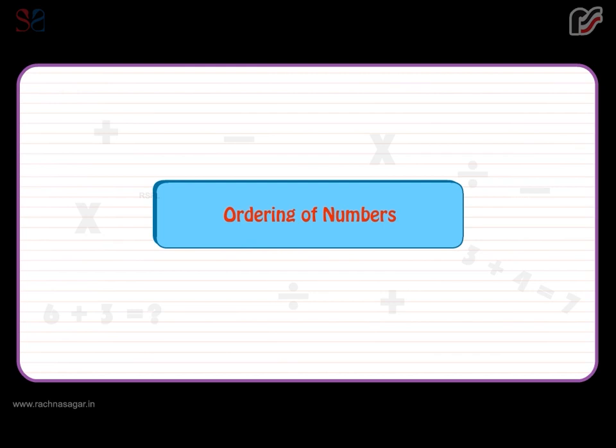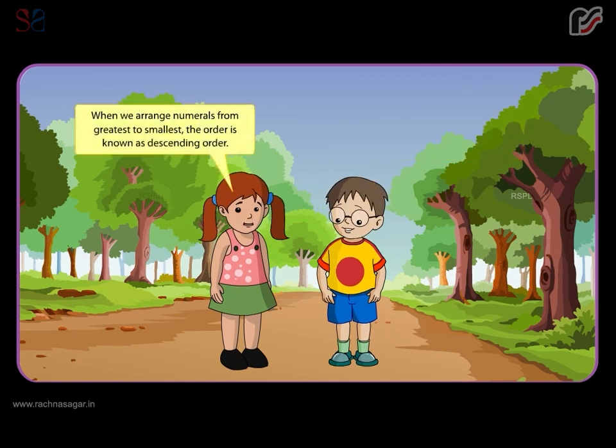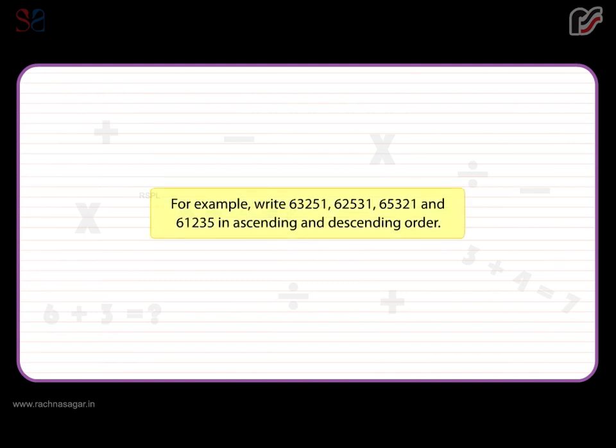Ordering of numbers. When we arrange numerals from the smallest to the greatest, the order is known as ascending order. When we arrange numerals from greatest to smallest, the order is known as descending order. For example, write 63,251, 62,531, 65,321 and 61,235 in ascending and descending order.